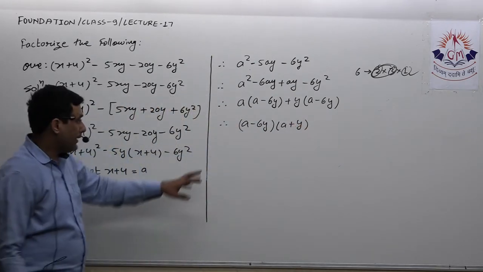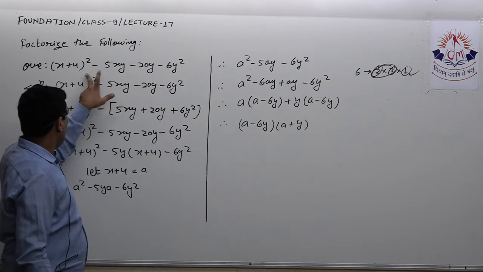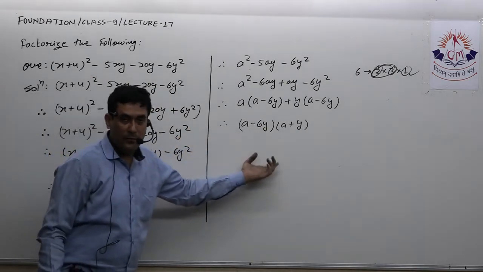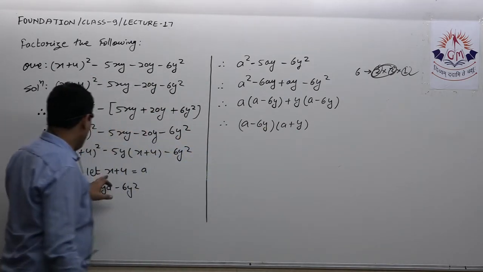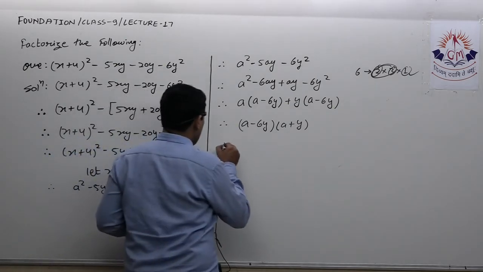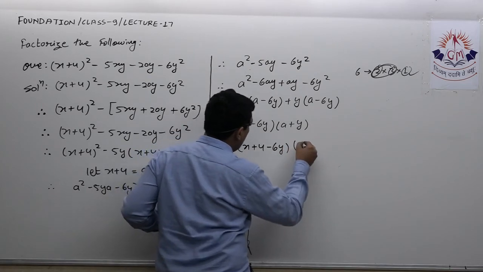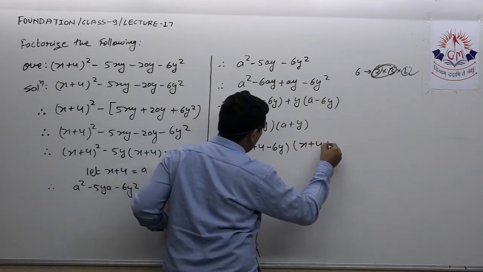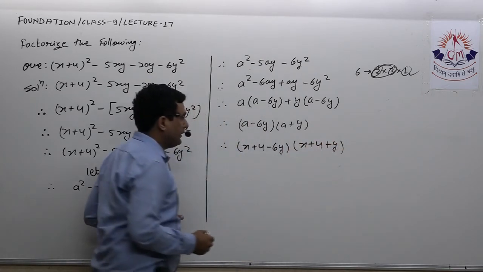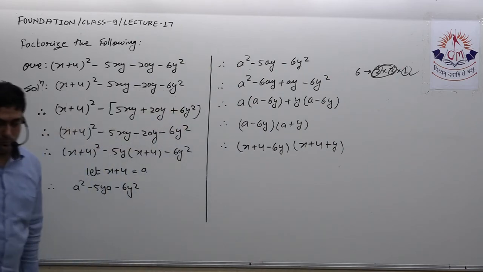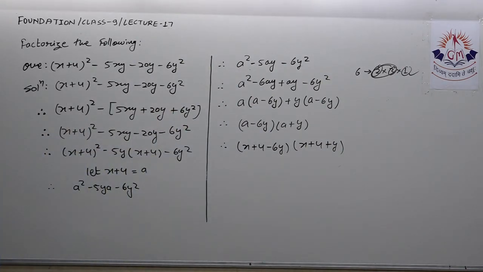Now there isn't any term a in the expression, so again I will put the value of a, whatever I assumed. It was x plus 4. So here x plus 4 minus 6y and x plus 4 plus y. These are the factors of the given expression. So please note it down. Then we'll see the next question.